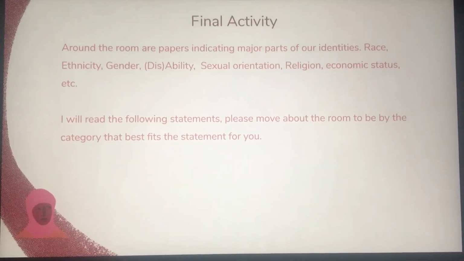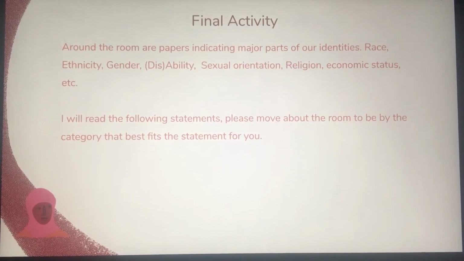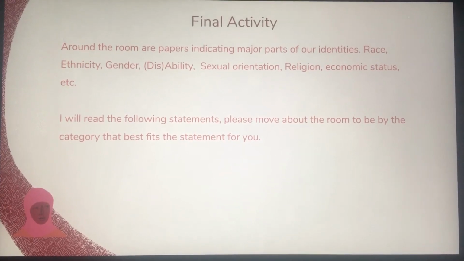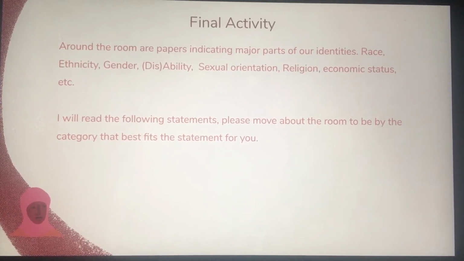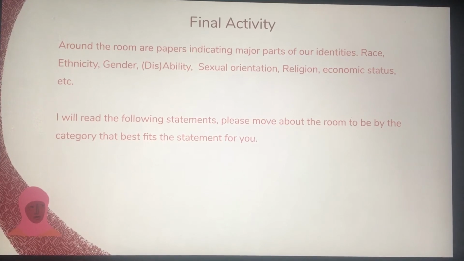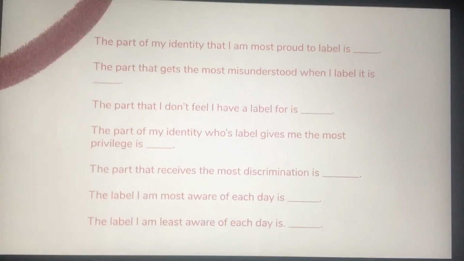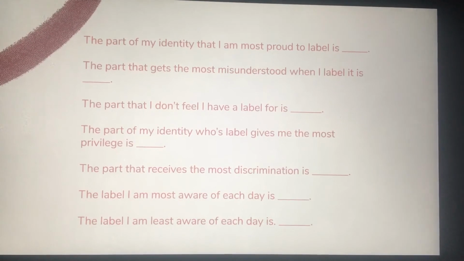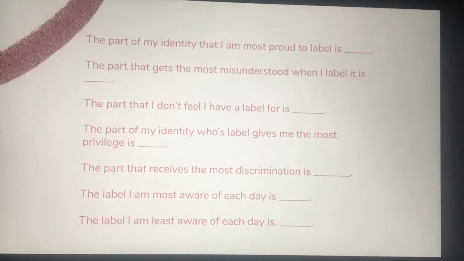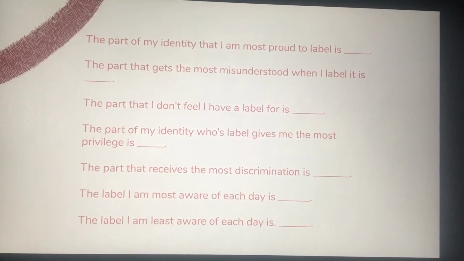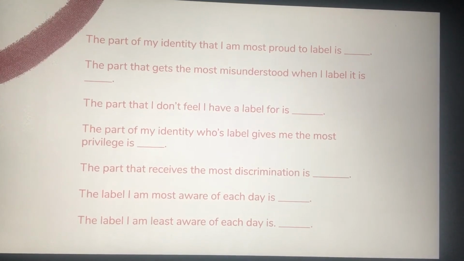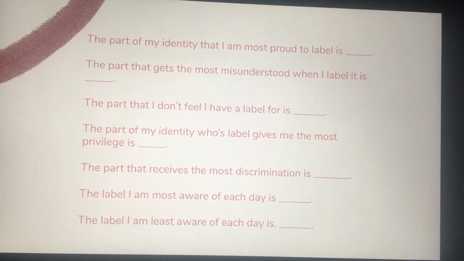And then I have a final big activity that's more physical. I would have papers up around the room indicating major parts of their identity. And then I read the following statements on the next slide and ask participants to move about the room to be in the category that best fits the statement for you. So here are the statements. For example, the first is, the part of my identity that I am most proud to label is. And then people would move about to go under race or sexuality, etc.